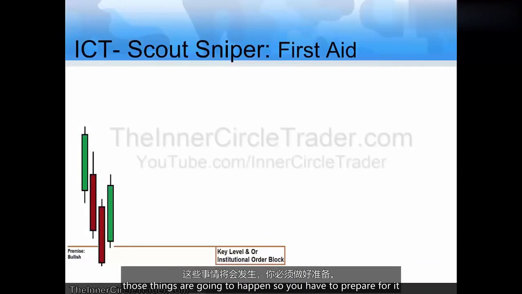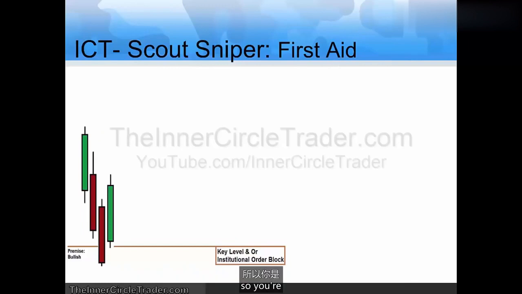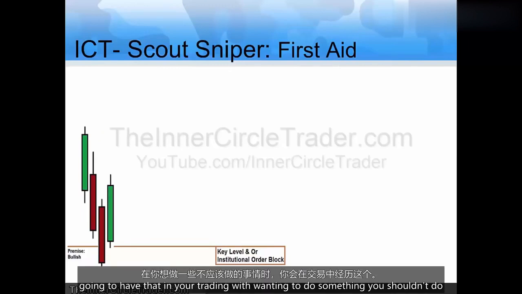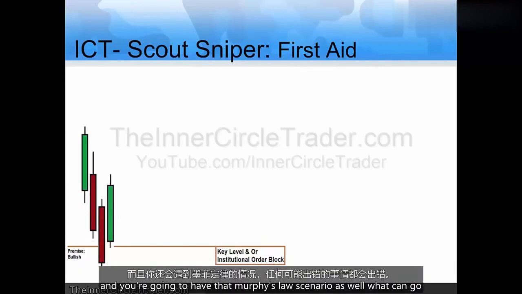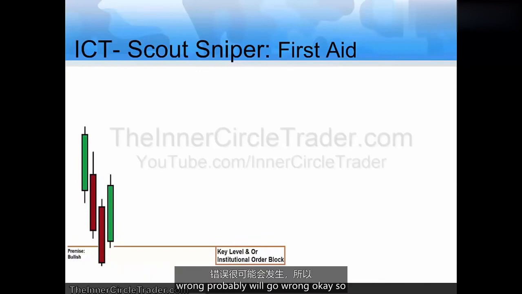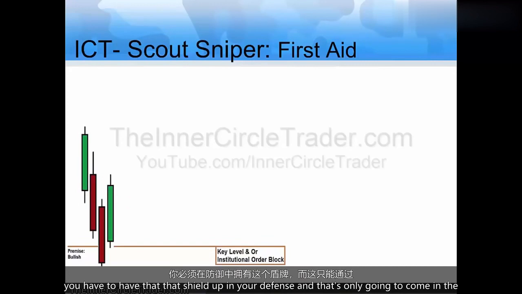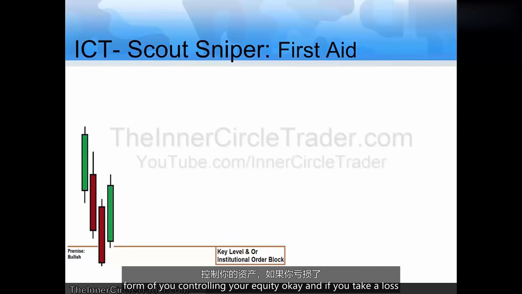So those things are going to happen, so you have to prepare for it. You're going to have that in your trading, wanting to do something you shouldn't do, and you're going to have that Murphy's Law scenario as well. What can go wrong probably will go wrong. So you have to have that shield up in your defense, and that's only going to come in the form of you controlling your equity.